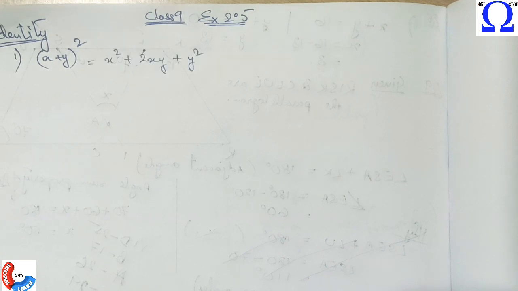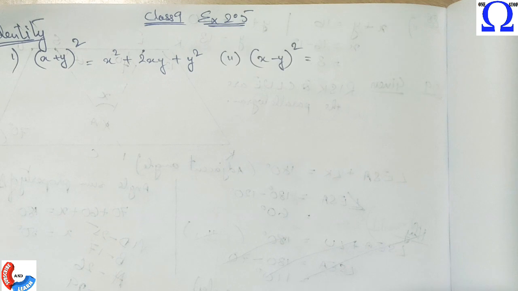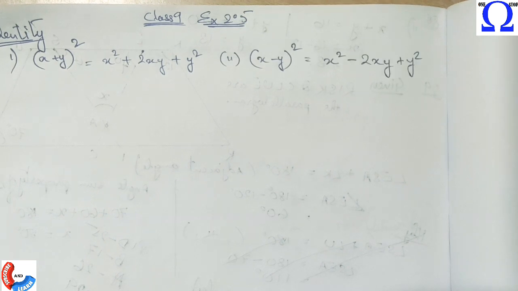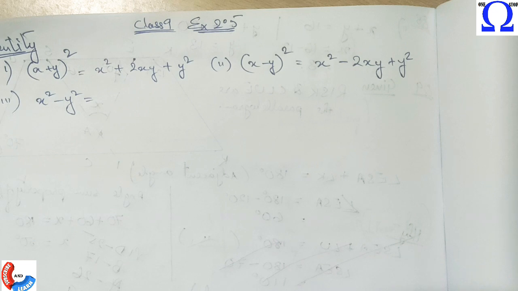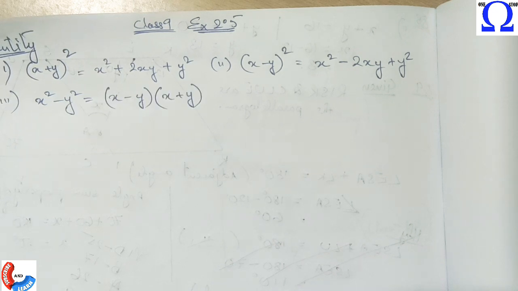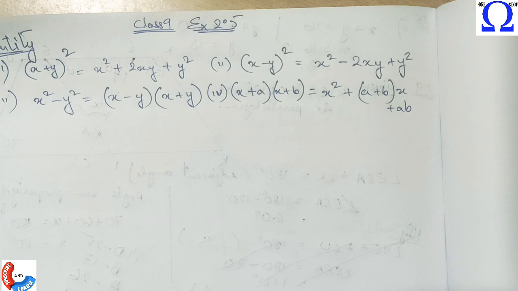Remember, I know you remember this identity. Second one is of course (a - b) whole square. Okay, and one more basic identity we have learned, that is (a + b)(a - b). Remember, and (x + a)(x + b) is also another identity. These are the most basic identities we have gone through so far.